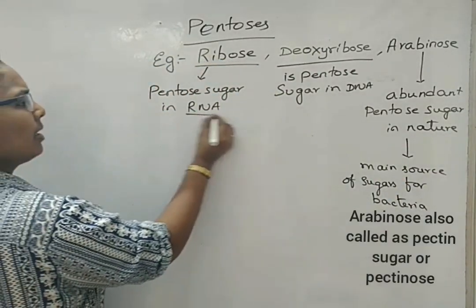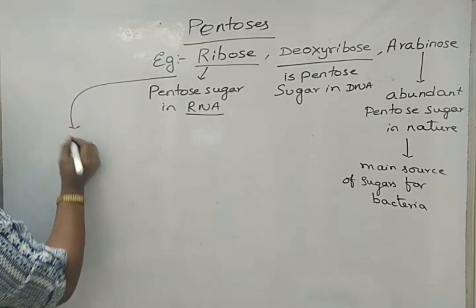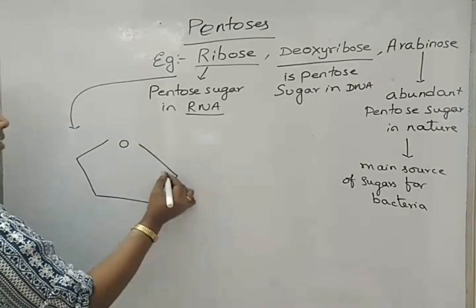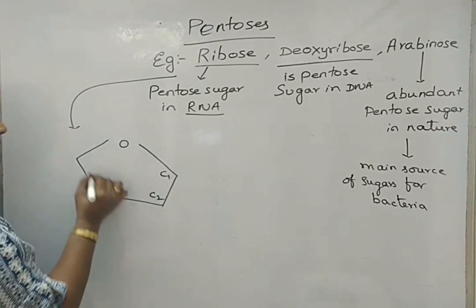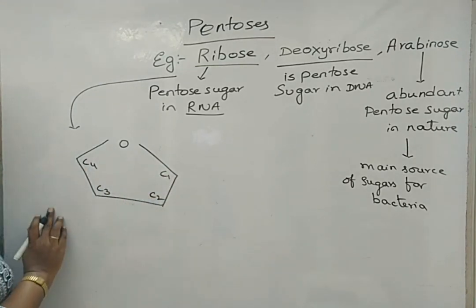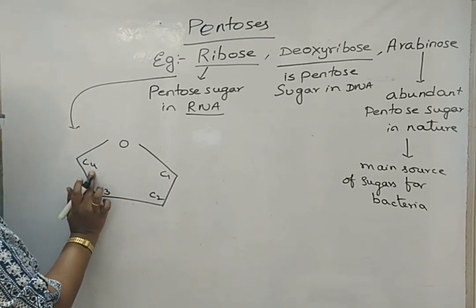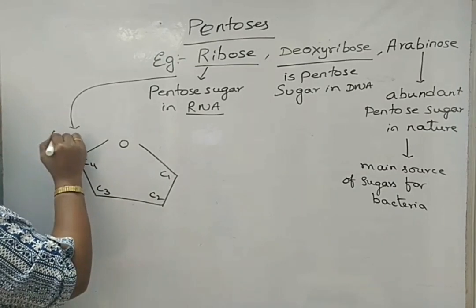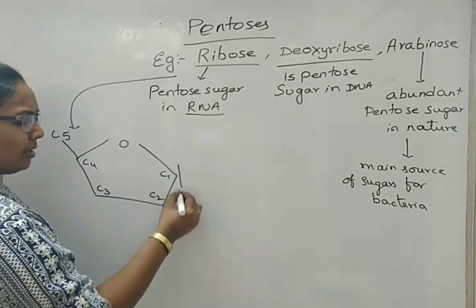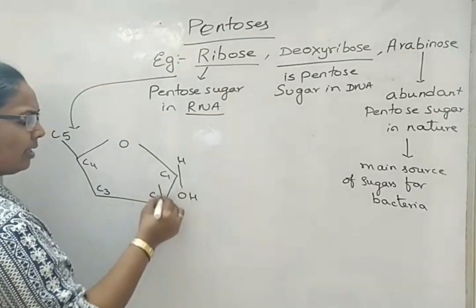Now, coming to ribose, how is the structure going to be? In case of ribose, the structure is going to be like this. Carbon 1, carbon 2, carbon 3, carbon 4. How many sides are there? 1, 2, 3, 4, 5. But in the ring, there are only 4 carbons. The 5th carbon is considered as the branch. Now, if we distribute the hydroxyls and hydrogens here, the arrangement will be like this.